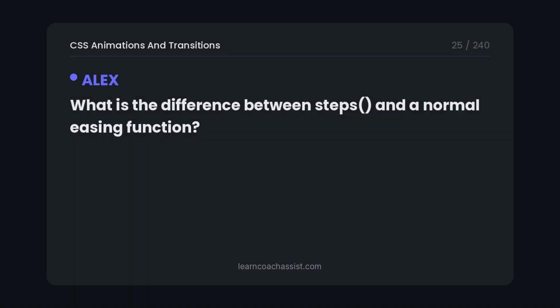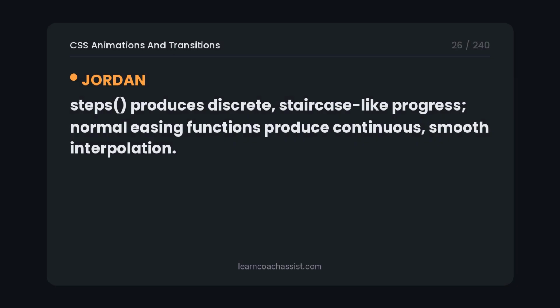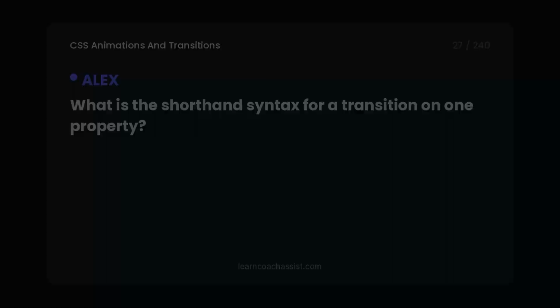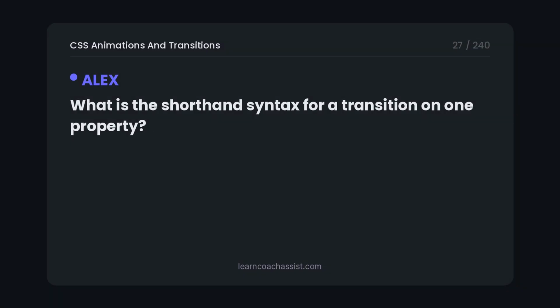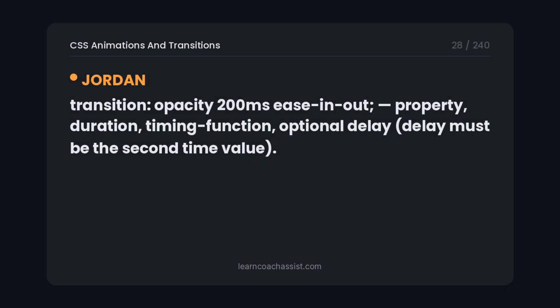What is the difference between steps and a normal easing function? Steps produces discrete, staircase-like progress. Normal easing functions produce continuous, smooth interpolation. What is the shorthand syntax for a transition on one property? transition: opacity 200ms ease-in-out. Property, duration, timing function, optional delay. The delay must be the second time value.